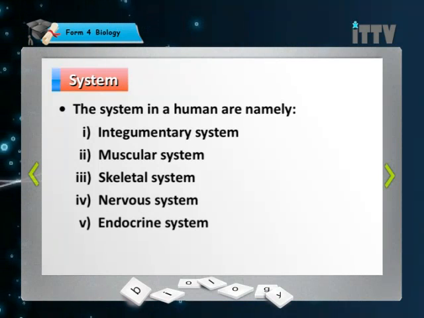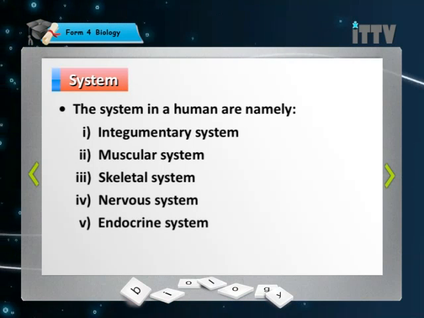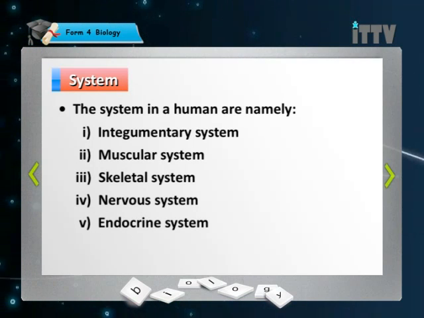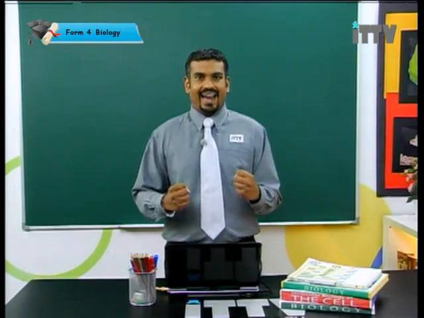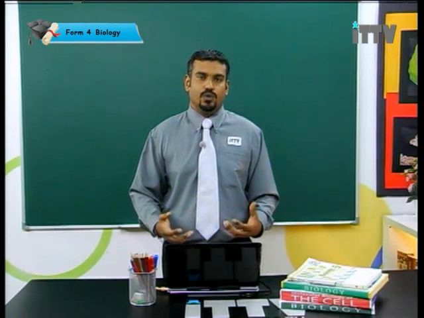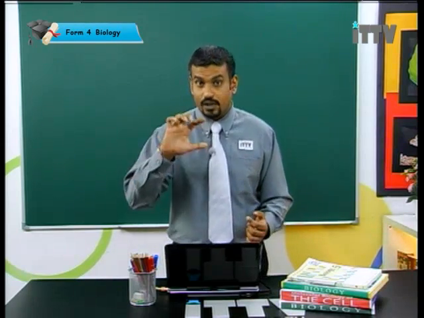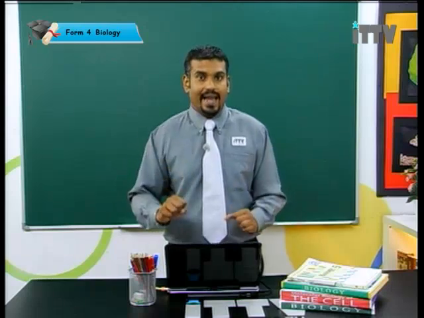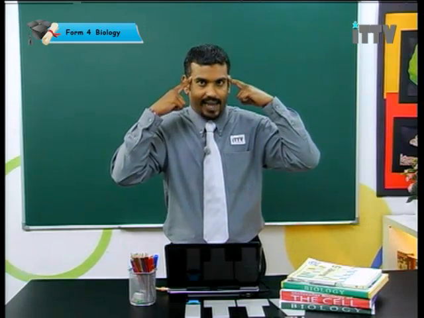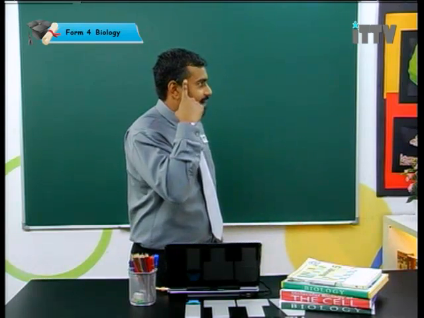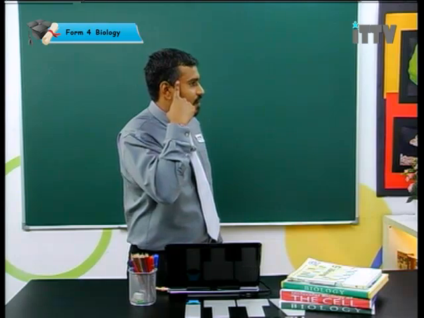Correct? Good. Next, let's take a look at the endocrine system. The endocrine system is something that you rarely experience, and its effects take a long time to show. Altogether there are 5 endocrine glands. We have the pituitary gland. Where is it located? At your midbrain.